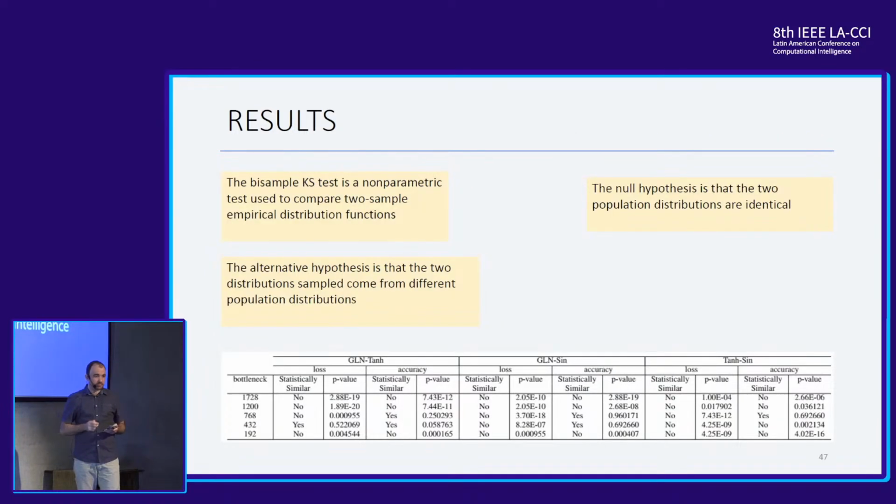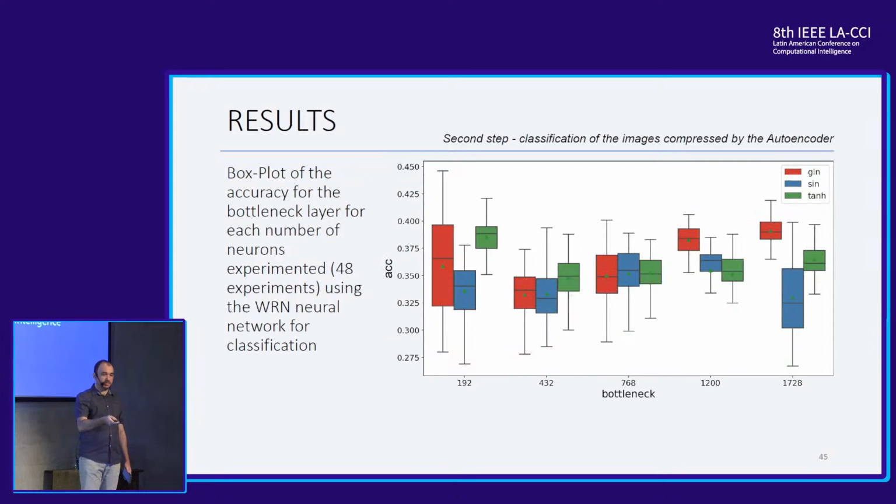And as I said, we use the KS test. The KS test is a non-parametric test used to compare two samples. The null hypothesis is that the two population distributions are identical, and the alternative hypothesis is that the two distributions sampled come from different populations. And if we see the results, only the 768 and 432 did not pass the test, and this means that it is the same distribution here.